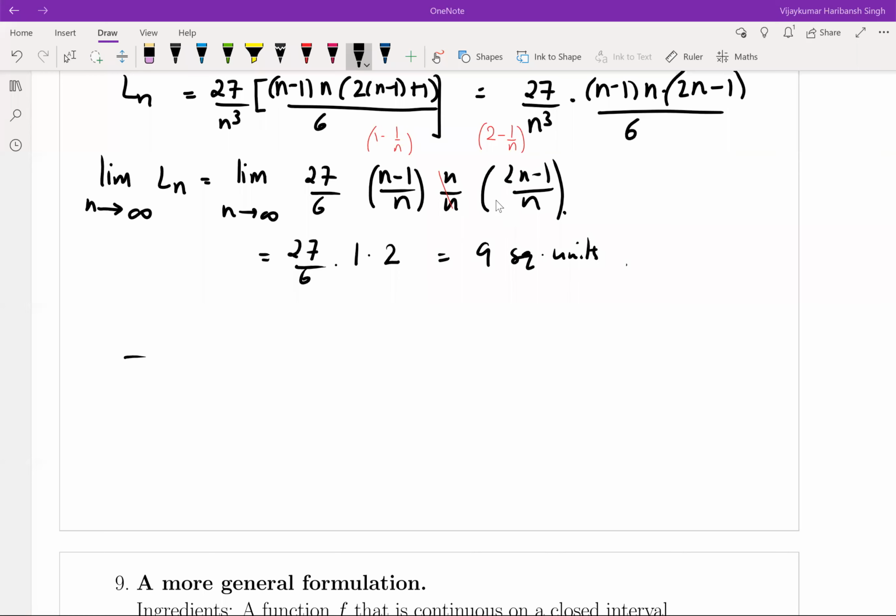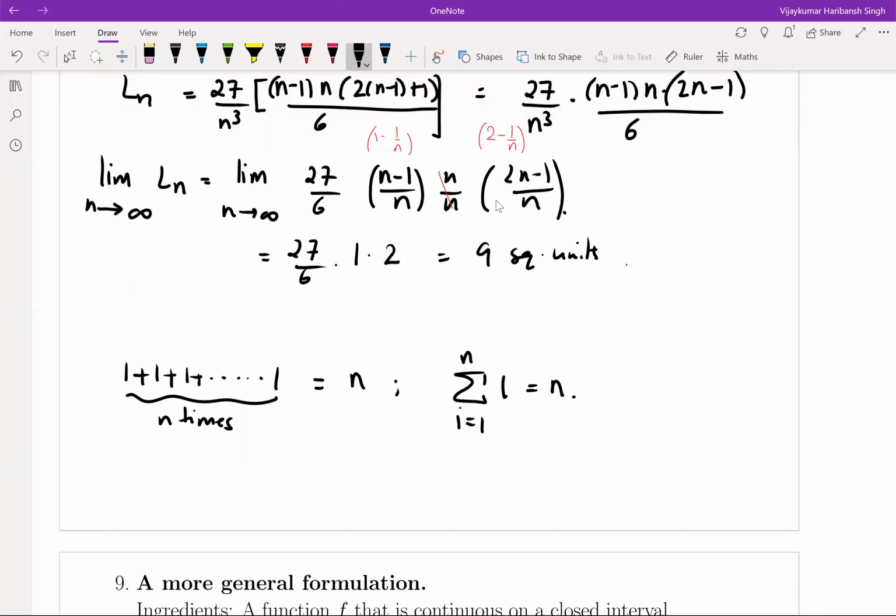So these are the formulas you need to know. The first formula: if you have 1 plus 1 plus 1 plus 1, n times, if you add 1 n times, what do you get? n. This can be written in short as the summation of 1 for i going from 1 to n, and this is n. This means that you keep adding 1 when i is 1, then when i is 2 you have 1, and so on and so forth.